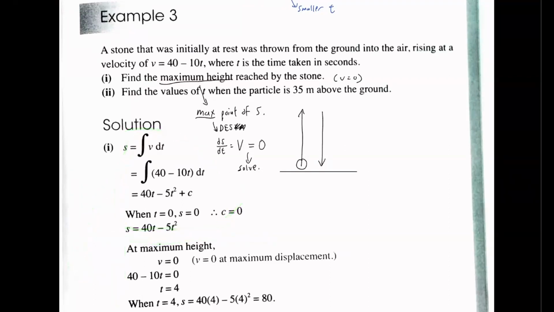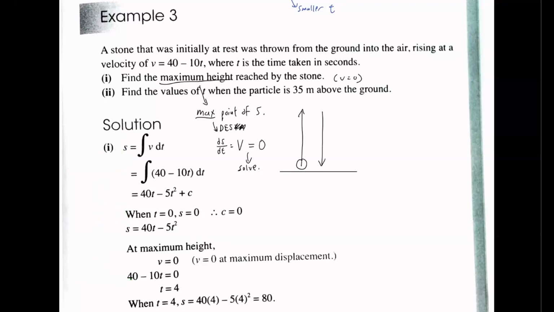At maximum height, V equal to 0. Then they already gave you the formula for V, equate it to 0. From there, solve for T equal to 4. Oh, right, I get it. Because at this stage, after you have T equal to 4, you want the corresponding height. So that's when you need to sub the T back into the formula for S. But you don't have the formula for S yet. So that's why this part at the beginning, you try to solve for S.